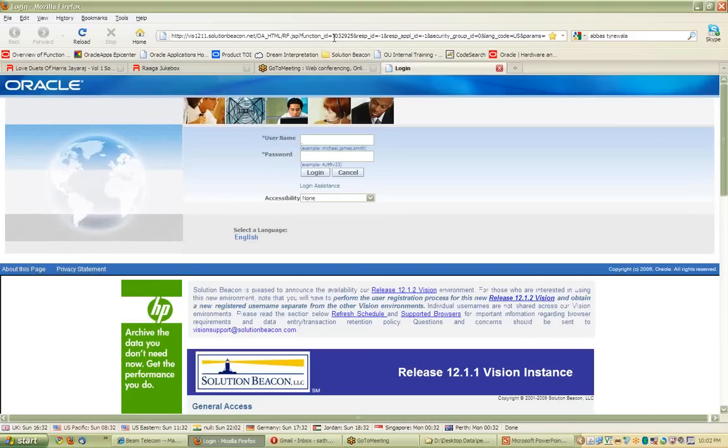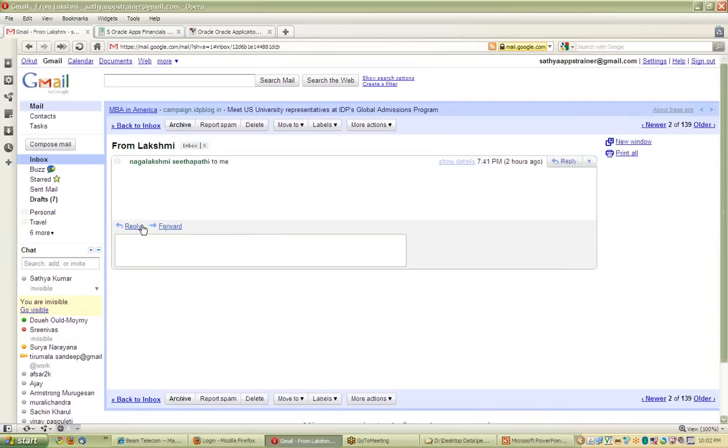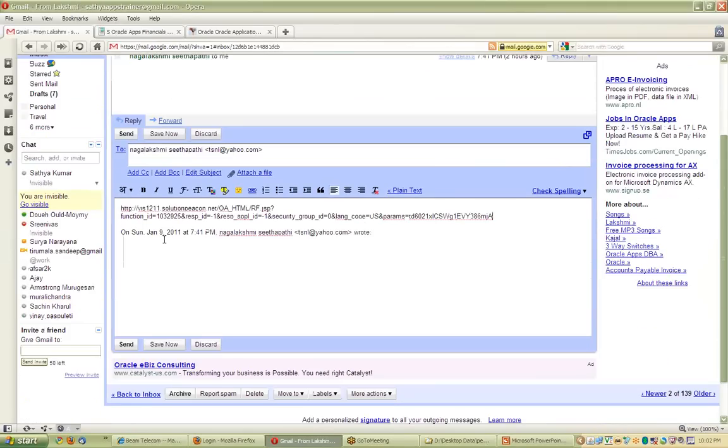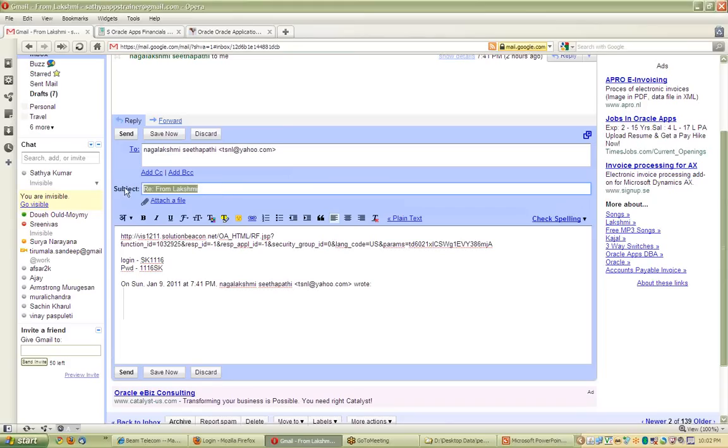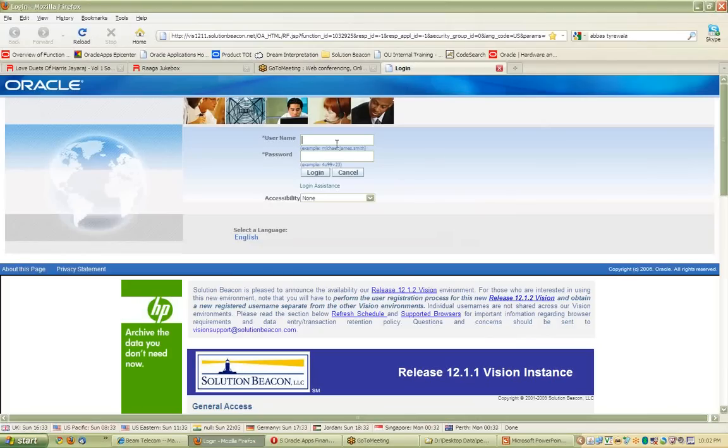I will give you access to this. Let's see. Username is SK Satyakumar 1116 and password is 1116 SK. Okay.